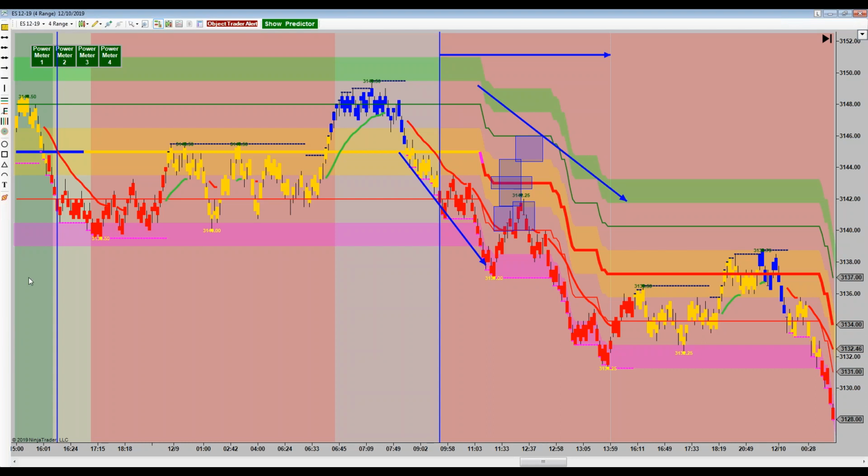Would you not agree that the bars right here are a combination of sitting below, sitting above, and a few of them right on the mid-band itself, yes? I'll get to that, Neil. We've got to walk before we can run. We'll talk about entries in a minute.